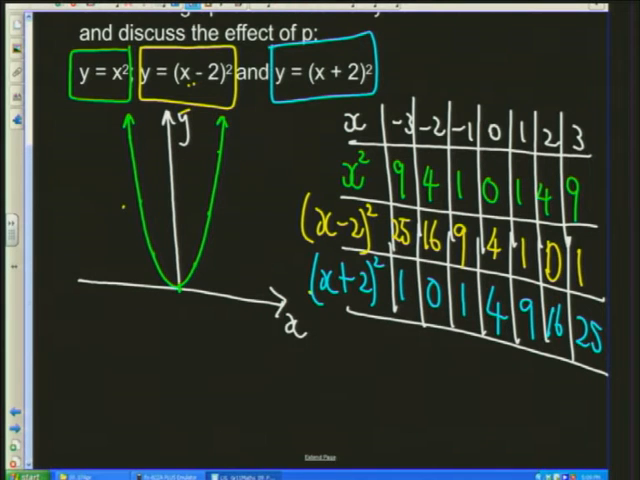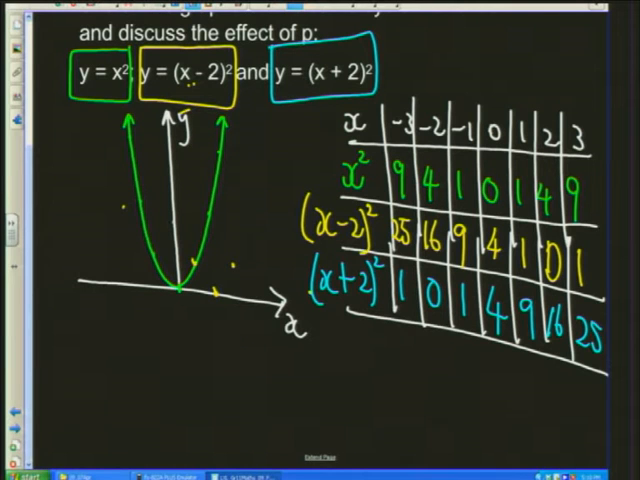Now, if I look at x minus 2 squared, I'm getting, at -3, I'm getting 25. At -2, I'm getting 16. If I just go to my 0, at 2 I'm getting 0. So if I go to 2, I'm actually getting a 0. And then if I go to 3, I get a 1. And if I go to 1, I get a 1.